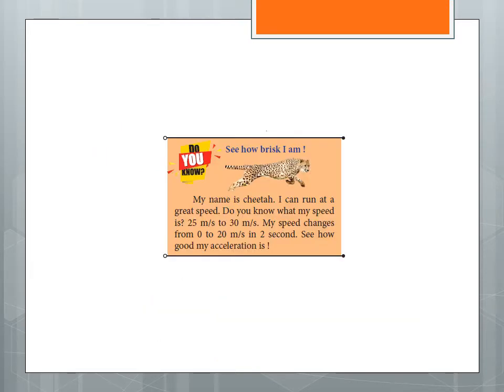Do you know? My name is Cheetah. I can run at a great speed. Do you know what my speed is? 25 meter per second to 30 meter per second. My speed changes from 0 to 20 meter per second in 2 seconds. See how good my acceleration is.